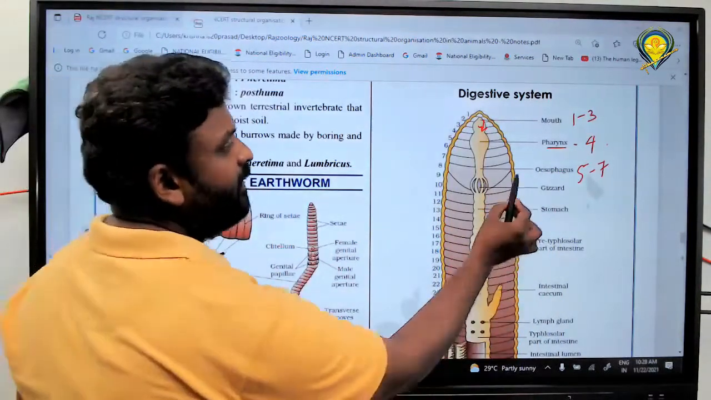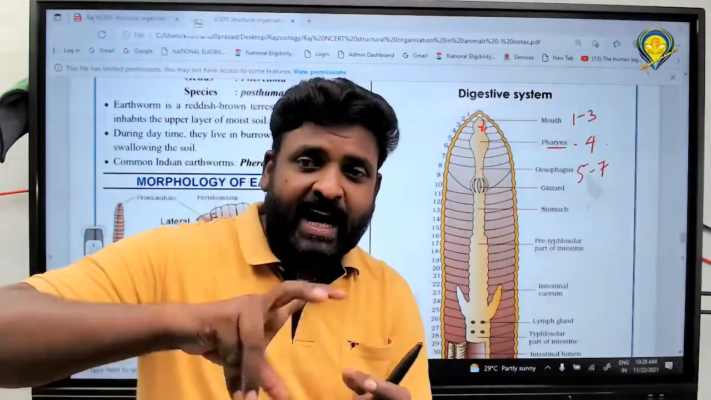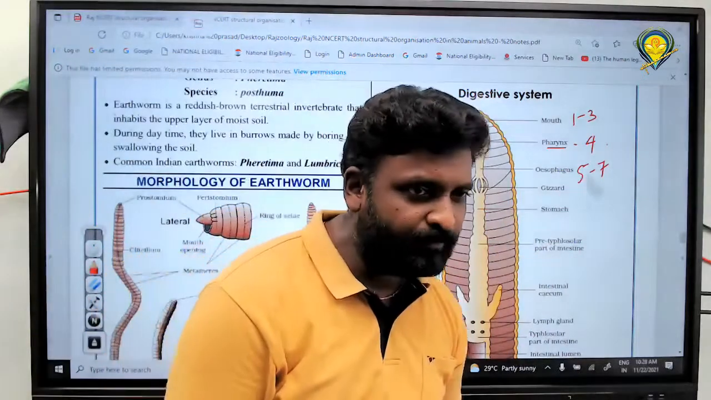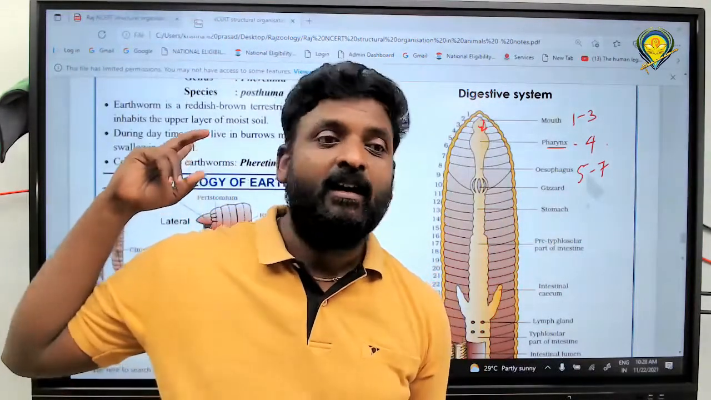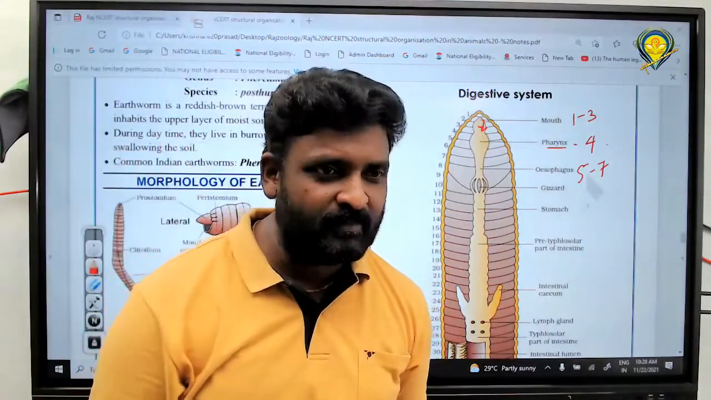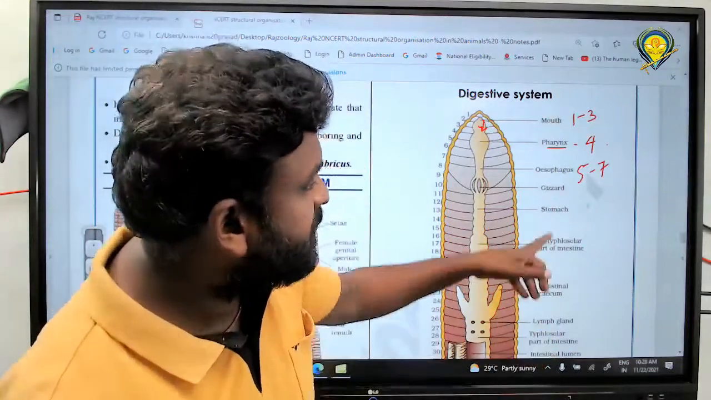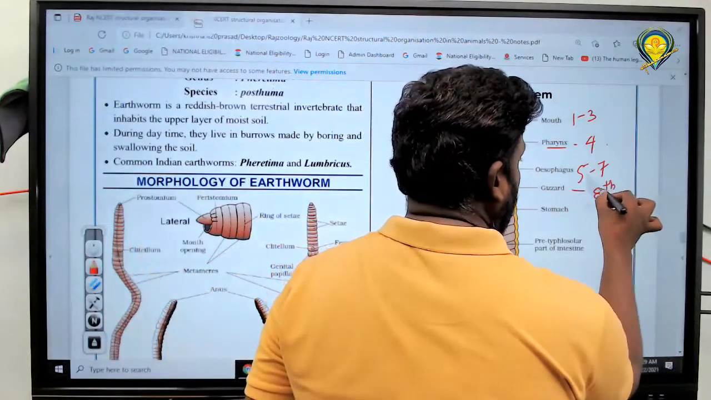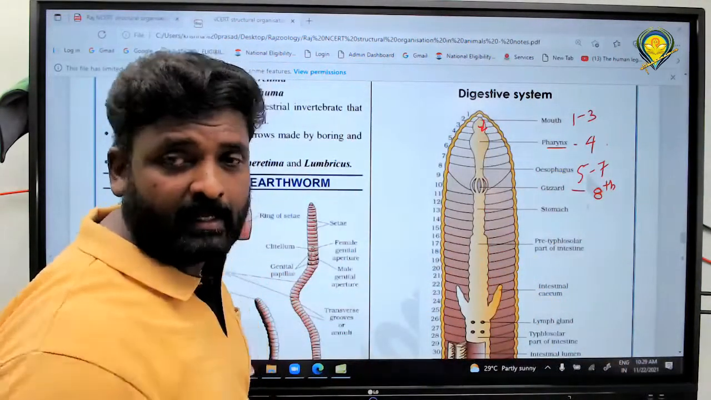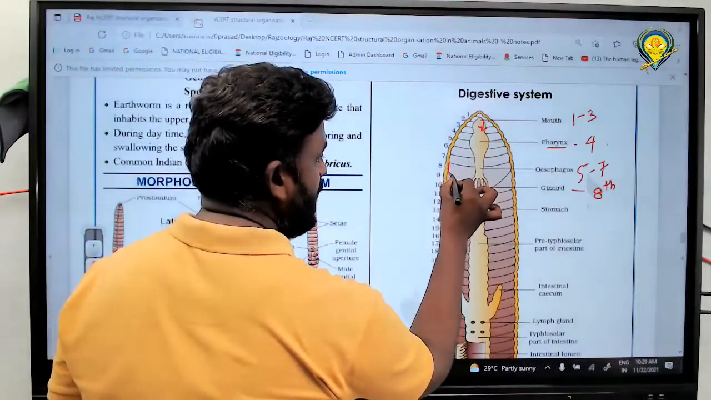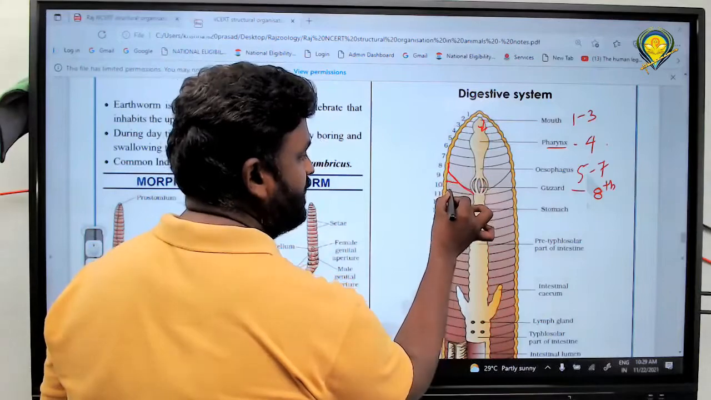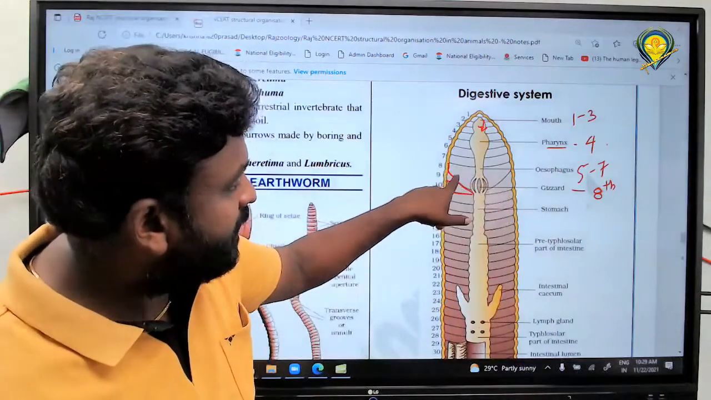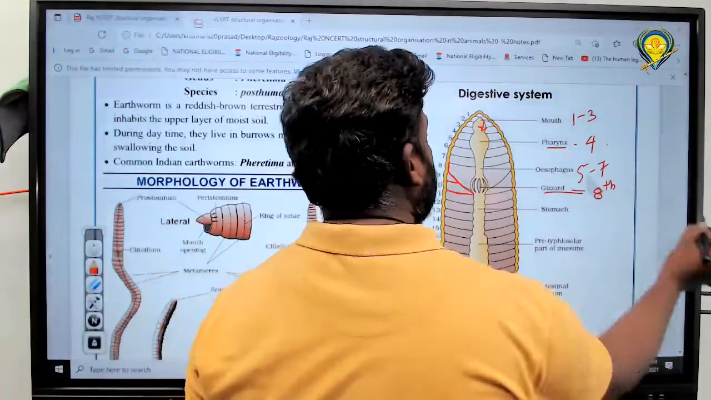Got it? And next one, the esophagus opens into the structure for grinding of the food material, called what? Gizzard. Because they do not have teeth. As you have seen earlier, like cockroach and birds also have crop and gizzard. And here also the gizzard is present, which helps in grinding of the food particles, located in the eighth segment. Could you please find out one thing here? The eighth segment is structured into 9, 10. Hence I mentioned the eighth segment.